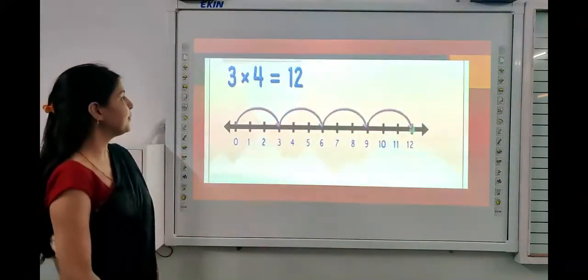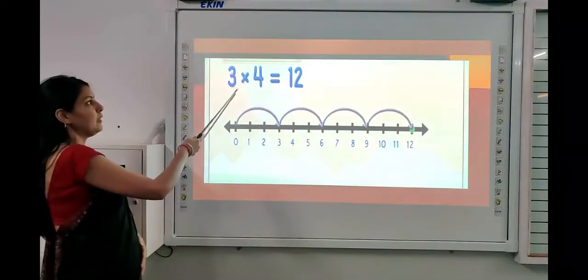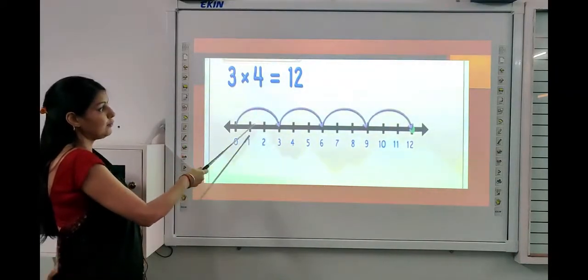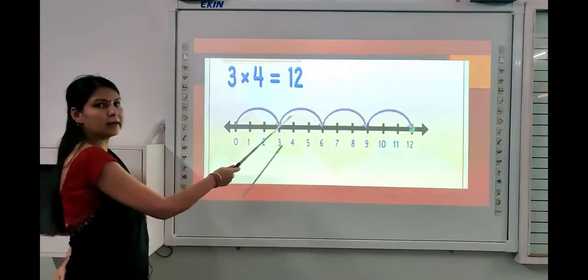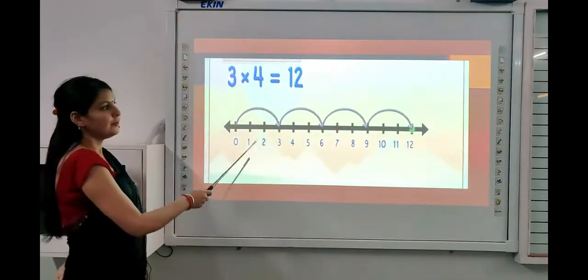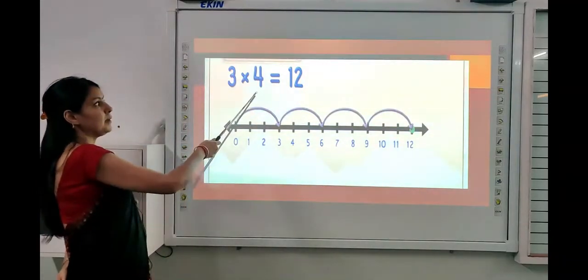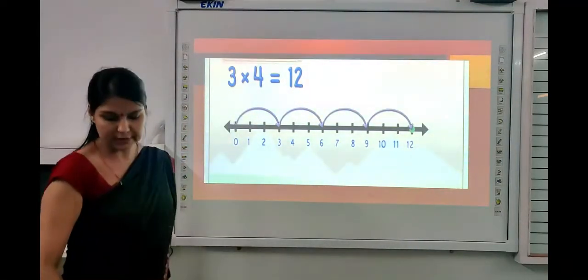Another example, here we are going to multiply 3 by 4 on number line. So we have to take 4 jumps by covering 3 numbers. We reach on 12. So we can say that 3 multiplied by 4 is equal to 12.